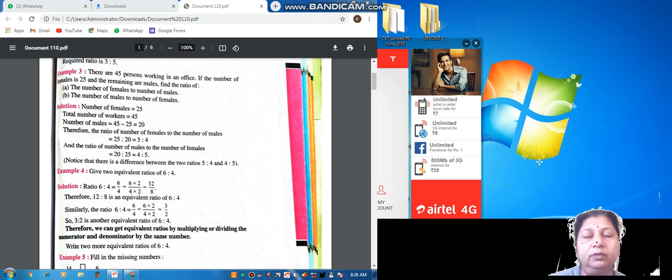So we are on the fourth example. Give two equivalent ratios of 6 as to 4. First of all, I have told you, but once again I will repeat this example. What is our ratio? 6 upon 4, or we can say 6 as to 4. Now we have to convert it into an equivalent ratio. As in the fraction chapter, we calculated equivalent fractions by multiplying or dividing any number to the numerator and denominator, right? Same process we have to do here.